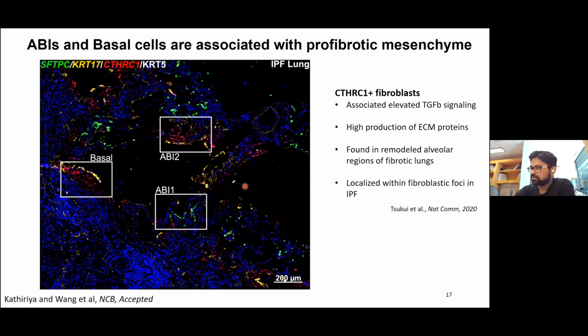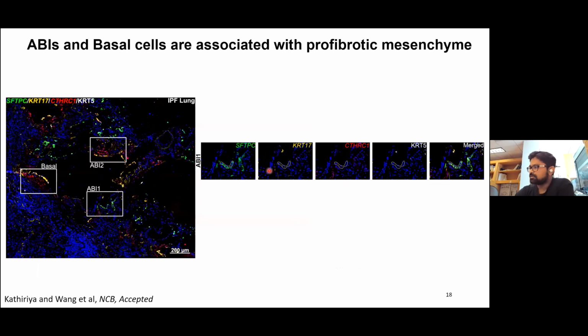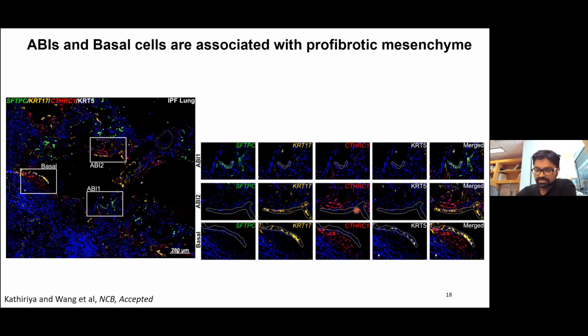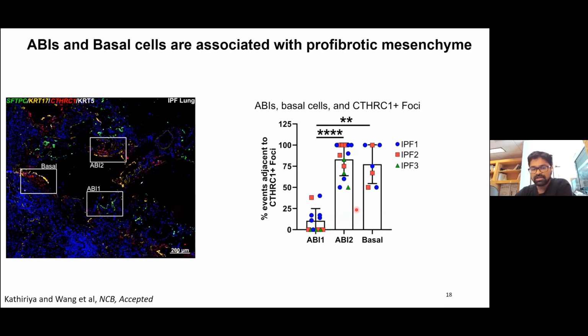this is just a CTHRC1 note, the ABI1s were marked by SPC and K17 low expression, but almost never next to CTHRC1. However, the ABI2s, marked by K17 expression and negative for SPC and K5, were almost always right next to the CTHRC1 positive cells, and so were the basal cells in actively remodeling regions. And this is a quantification of the same, which really linked the aberrant mesenchyme with these aberrant cell types that we see in the fibrotic lung.